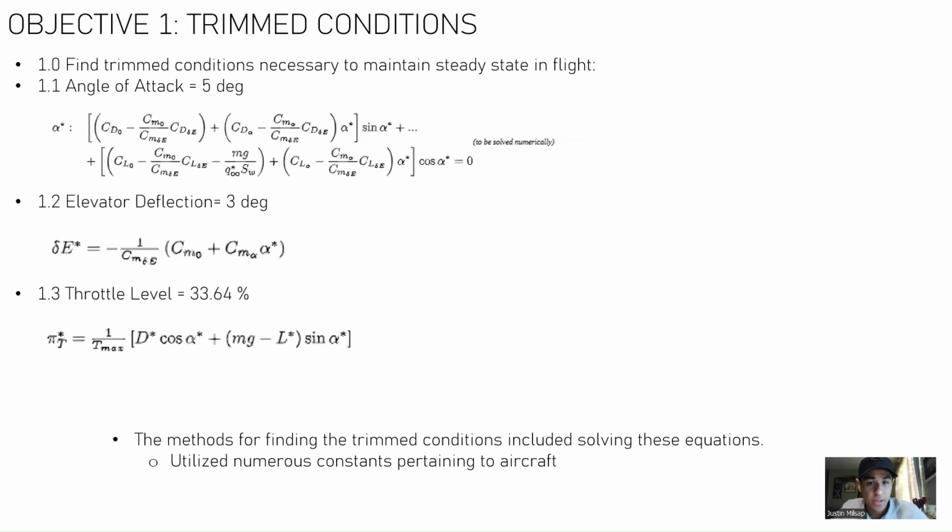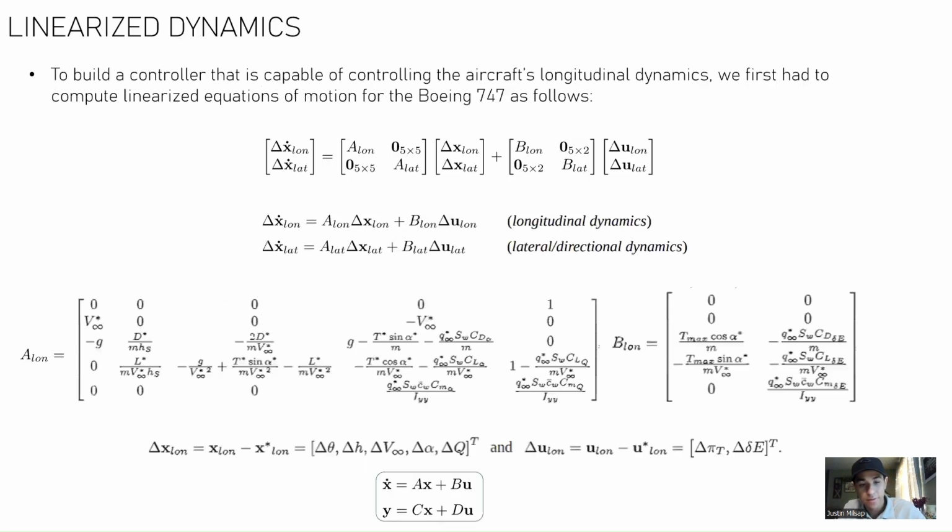Right here are the equations that we used to find our trim conditions, and we found that we wanted an angle of attack of 5 degrees, elevator deflection at 3 degrees, and throttle level percentage of 33.6%, and these are all necessary to maintain steady state in flight.